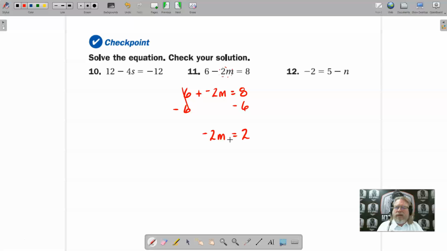Now, the negative 2 and the m are tied through multiplication. The opposite operation is division. We're going to divide by the very number we wish to get rid of, which is negative 2. And what we do to one side, we are going to do to the other. The negative 2's are going to cancel each other, leaving us with just the m. And positive divided by negative is going to equal a negative. And 2 divided by 2 is 1. So m equals negative 1.